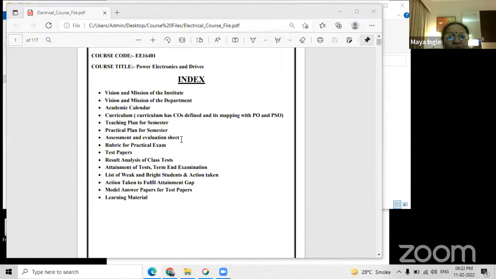After that, rubric for the practical exam. So how really are you going to grade these students? So rubrics. So the grading system, or you set the levels, low, medium, high, something like this. So it depends upon the institution.